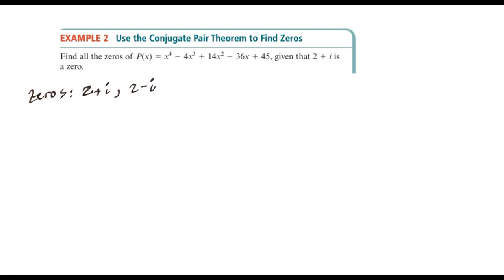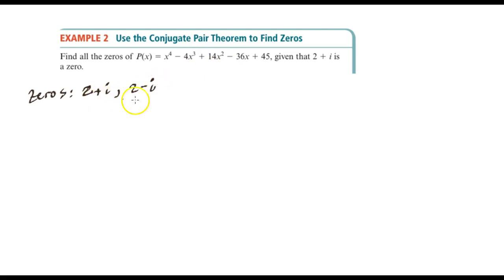You'll notice that we've already worked out a problem in the previous video, where we found the zeros involving imaginary numbers back in example 1a. I don't quite remember, but I believe it was 2i and negative 2i. Notice that those are complex conjugates, it just didn't have a real number part. It just had the imaginary part, 2i and then negative 2i. So you'll notice that they always come in pairs. So we have 2 plus i and 2 minus i.